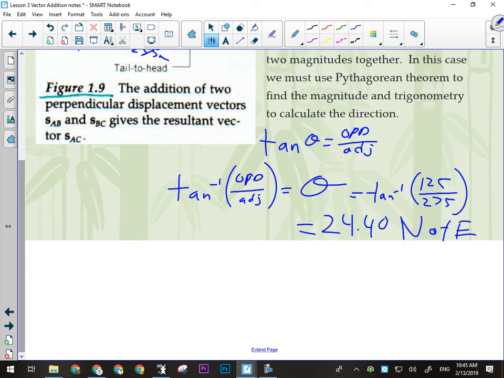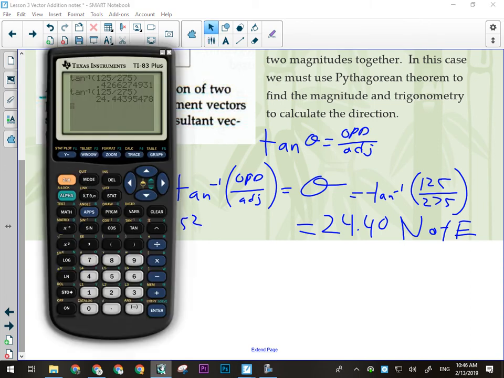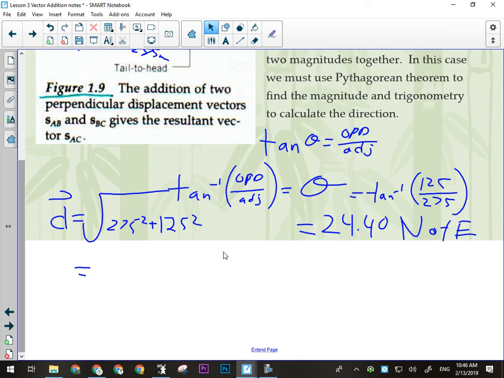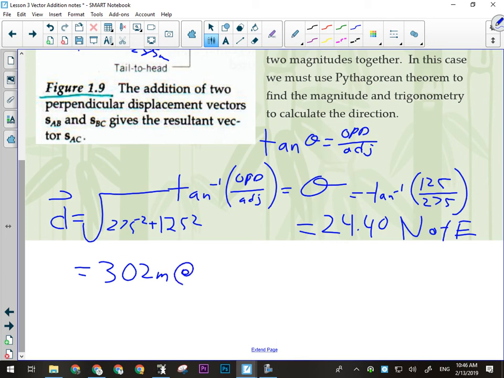I still haven't got the magnitude. I said I was going to do a Pythagorean theorem calculation, and then I never got around to it. So the magnitude of the displacement is going to be the square root of 275 squared plus 125 squared. So we're looking at 302 meters. My final full answer would be 302 meters at 24.4 degrees north of east.